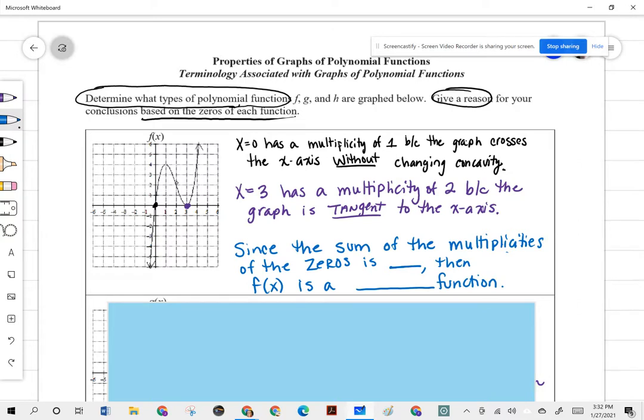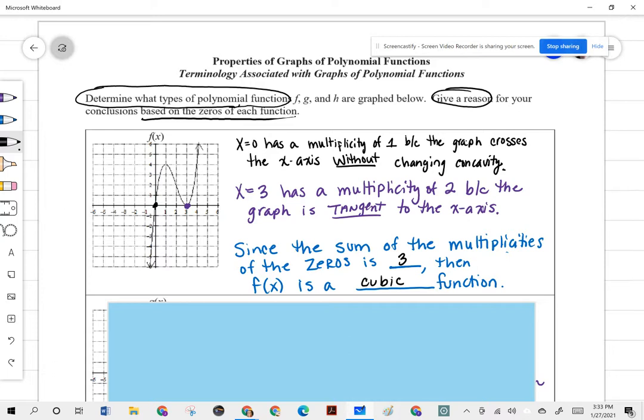You can see that I color-coded the black zero and the purple zero. Simply put, we know that x equals 0 has a multiplicity of 1 because the graph crosses the x-axis without changing concavity. In the purple, x is 3, and it has a multiplicity of 2 because the graph is tangent to the x-axis at x equals 3. And here's the part that you care about. Since the sum of the multiplicities of the zeros is 3, then f of x is a cubic function.